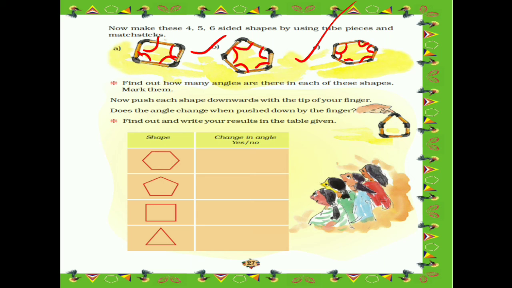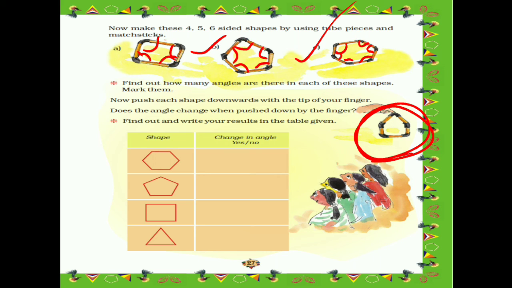Now push each shape downwards with the tip of your finger. Does the angle change when pushed down by the finger? Find out and write your result in the table given. The shape you have made by using the matchsticks and rubber tubes, as shown in this figure, as soon as you push that shape downward, what will happen? The angle will change or not, that you have to find out.